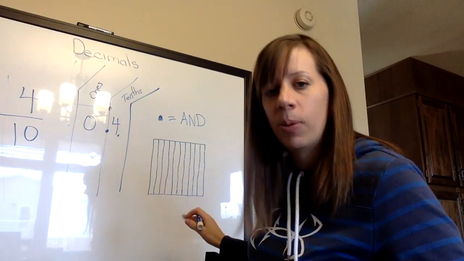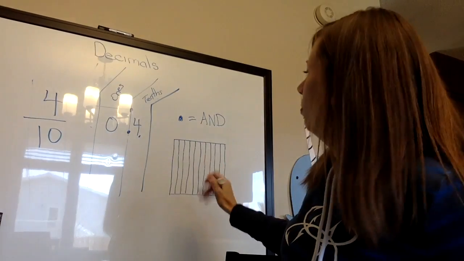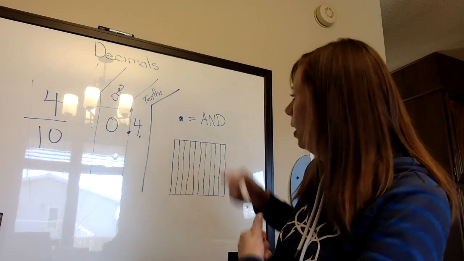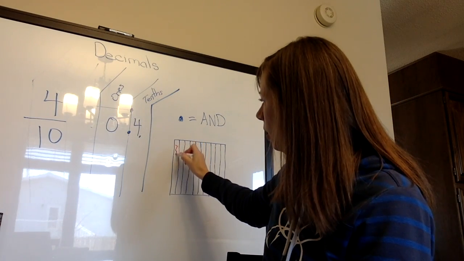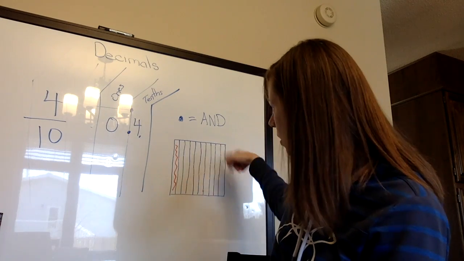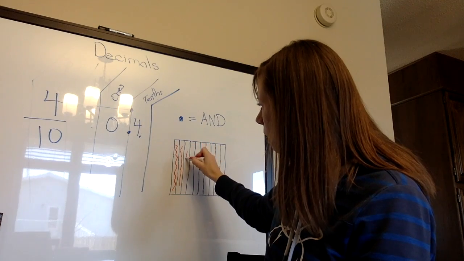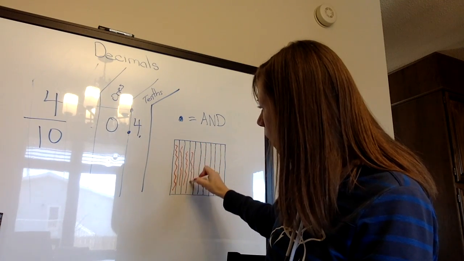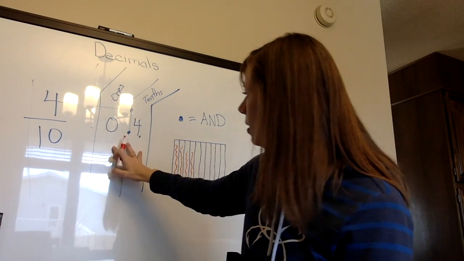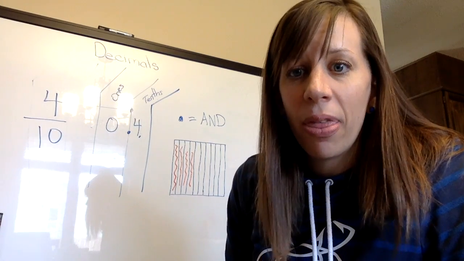So if this were my pie, I don't really know why I cut it like this, what I would do to represent it as a picture is I would just color in 4 of the 10 pieces, because there's 10 strips: 1, 2, 3, 4. So this fraction, this decimal, and this picture all mean the exact same thing, okay?